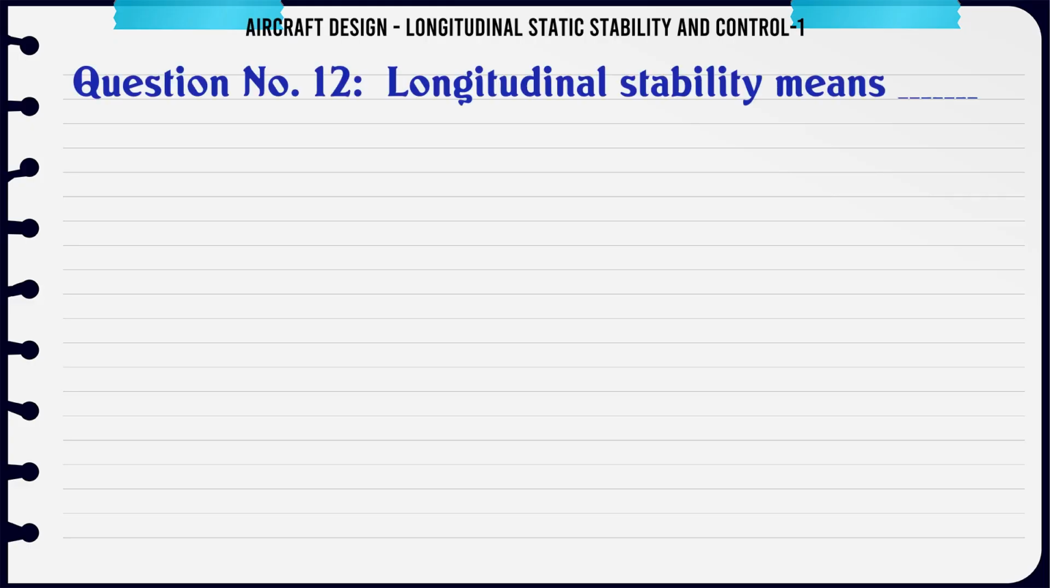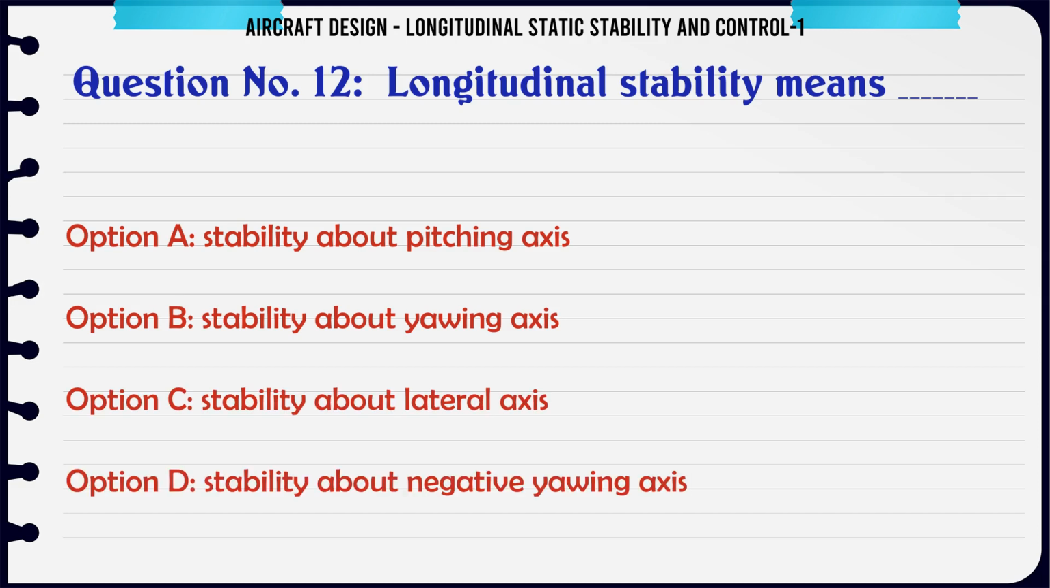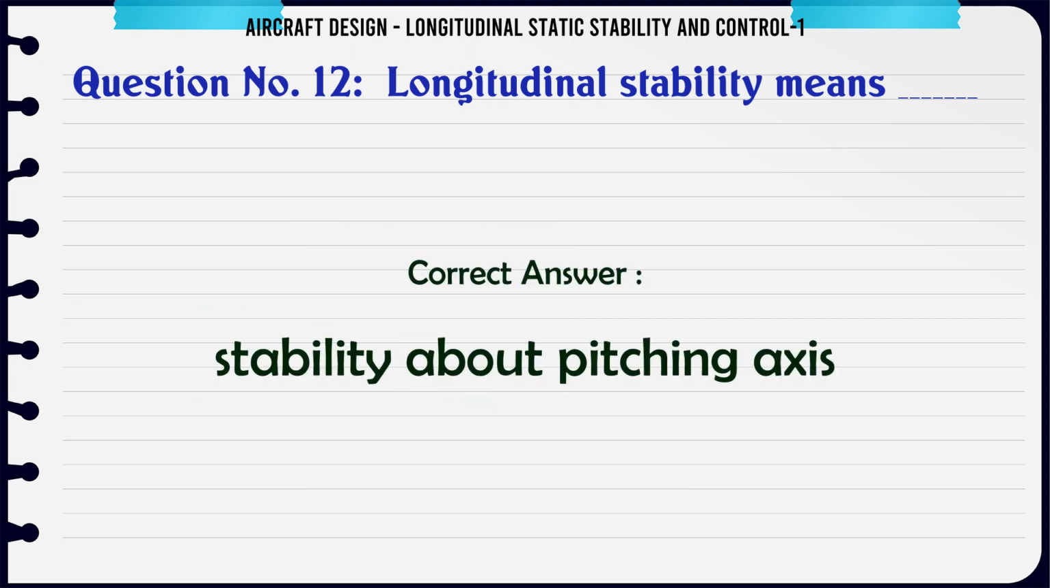Longitudinal stability means A. Stability about the pitching axis. B. Stability about the yawing axis. C. Stability about the lateral axis. D. Stability about the negative yawing axis. The correct answer is stability about the pitching axis.